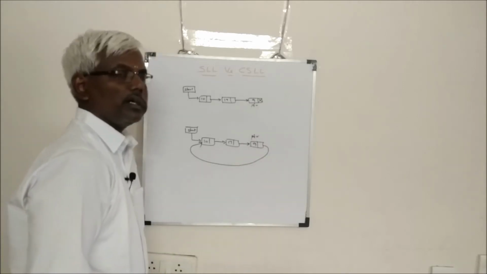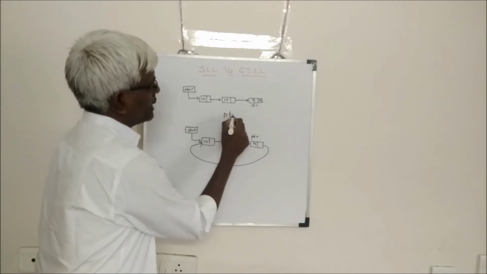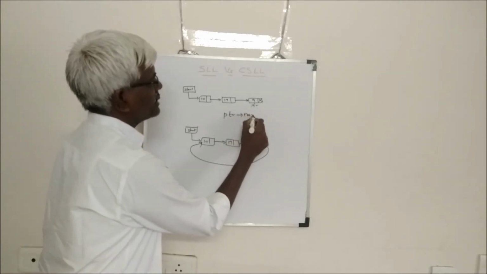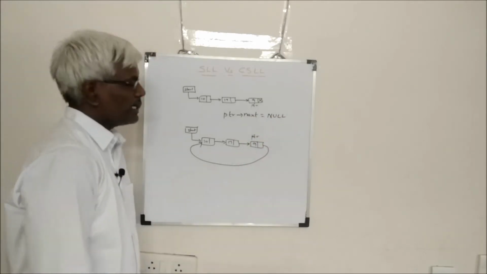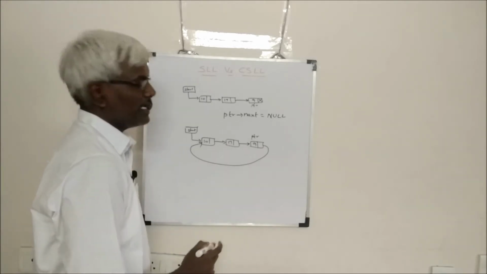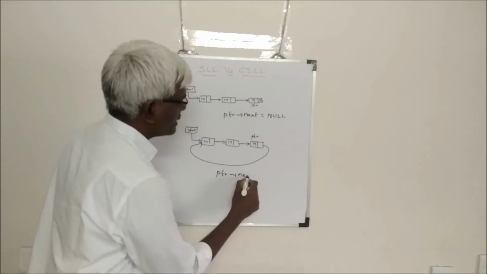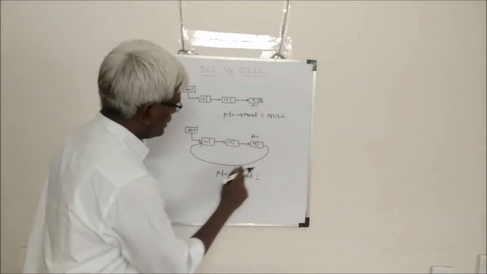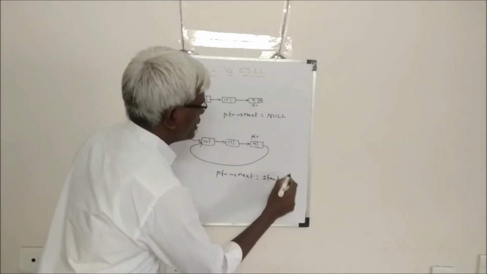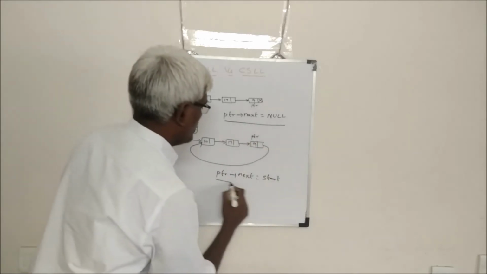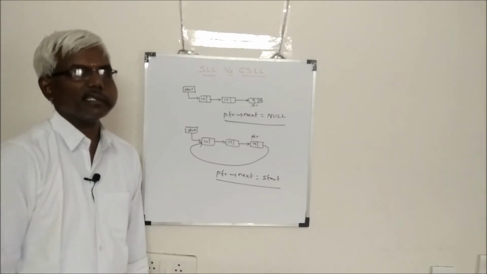Then in code, what is the change we have to do? In the singly linked list, this pointer whose next equals null. Whereas in the circularly singly linked list, this pointer whose next is equal to what? Start. So this is the very important difference between the singly linked list and the circularly singly linked list.